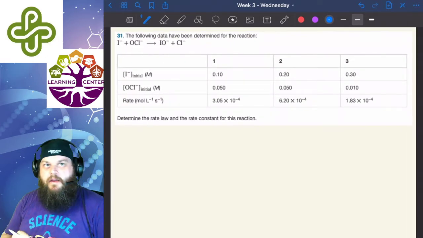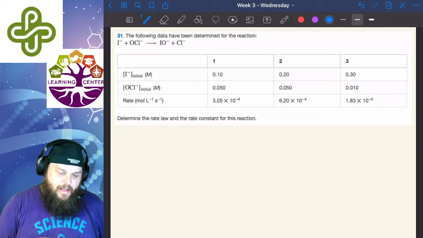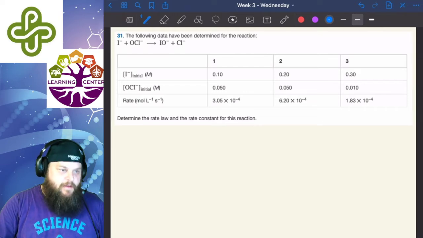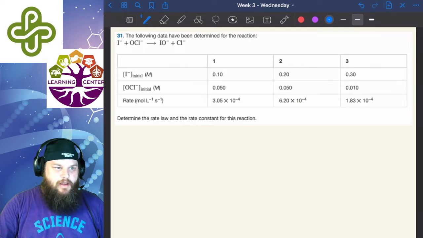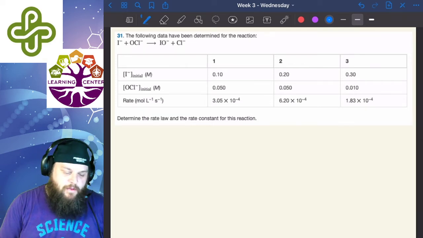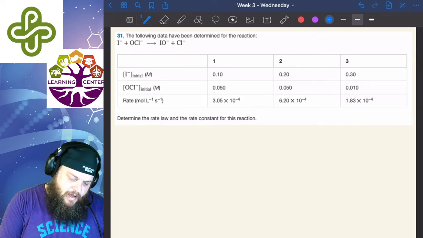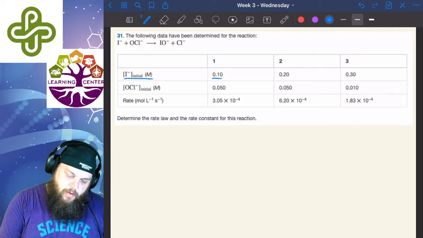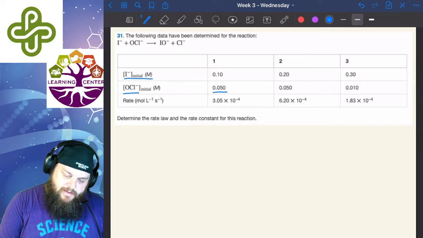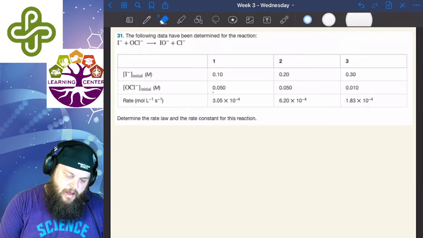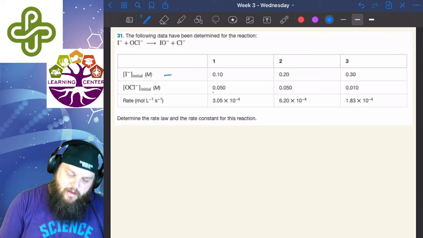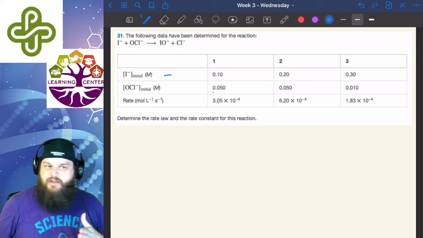On number 31 here, the following data has been determined for this reaction. So here we have the same thing, but it's going to get a little bit more complicated. In this one, we have this I minus initial molar, and it's going from 0.1 to 0.2 to 0.3. We also have this OCl minus, which is going from 0.05 to 0.05 to 0.01. So notice that the iodide never stays the same throughout. It's always changing, so we're always going to have some rate change relative to that.